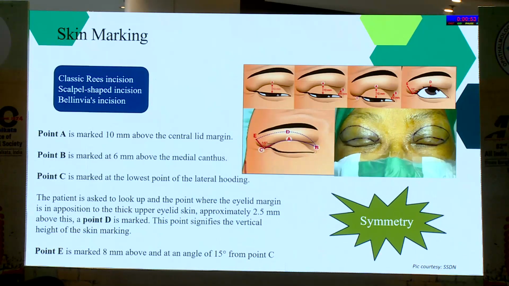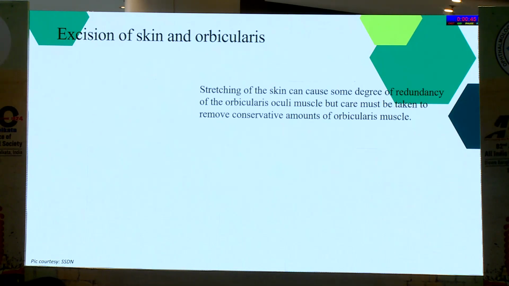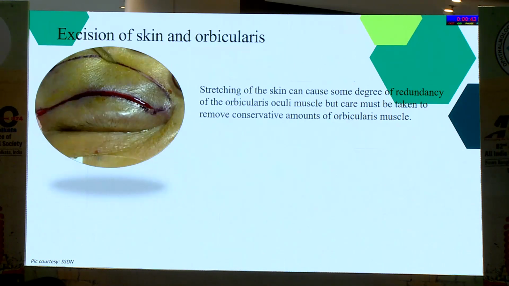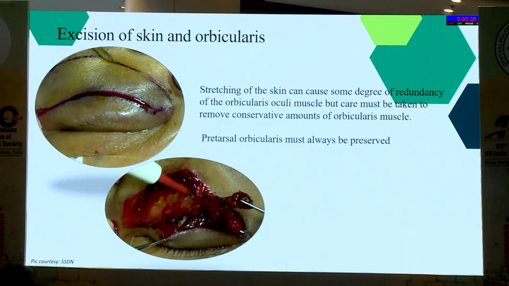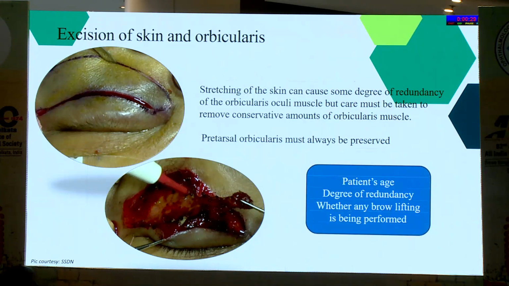So, symmetry is the key, because blepharoplasty is an extremely important surgery. It will affect the patient's confidence later on. So, always stretch the skin with some degree of redundancy, but care must be taken to remove conservative amounts of orbicularis muscle. Incision, dissection, the pre-tarsal orbicularis should always be preserved, as this will affect the blinking if it is affected. And consider the patient's age, the degree of redundancy, and whether any brow lifting is being performed or not.